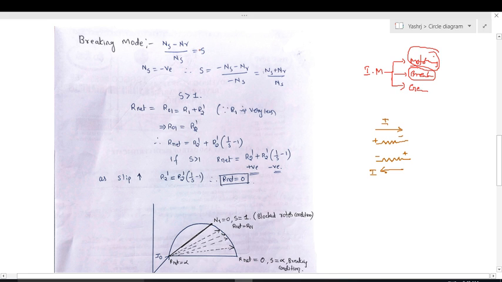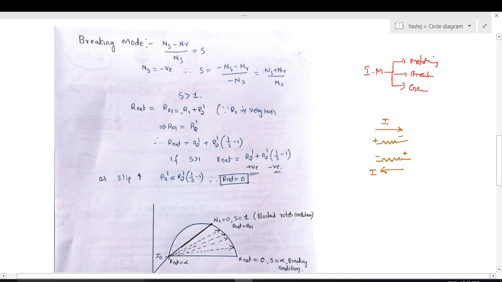Under braking condition, by changing the RYB phase sequence, RYB to RBY, the synchronous field will be reversed in the previous direction, so slip is nothing but minus Ns, because the speed is reversed. Synchronous speed is reversed by changing this. So Ns plus Nr by Ns, this value is always greater than 1. Nothing but slip is greater than 1. Under braking condition, slip is greater than 1.